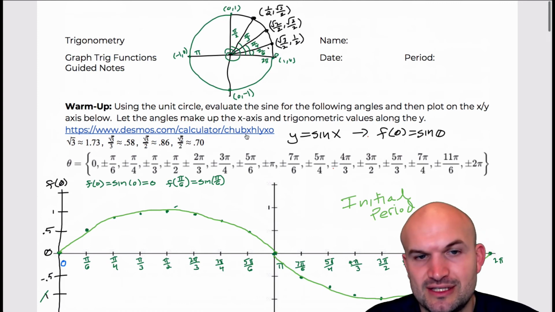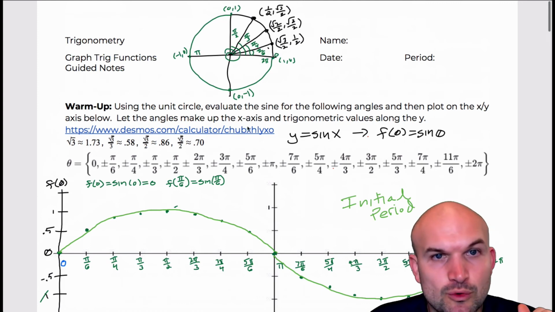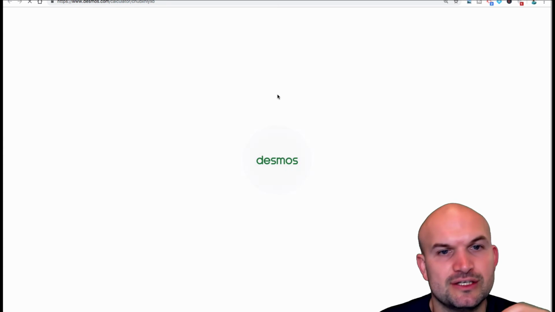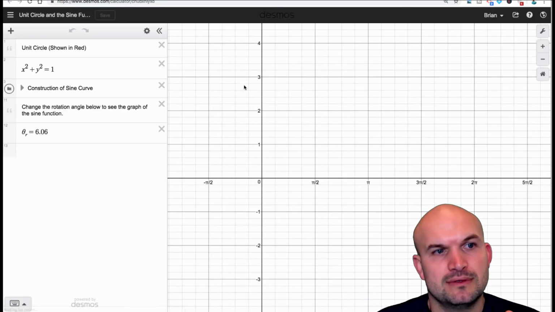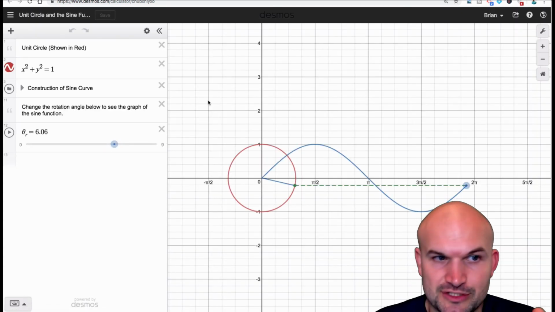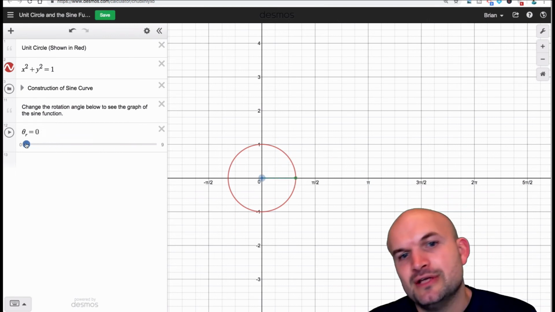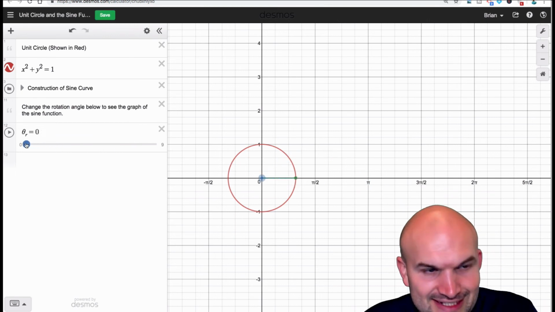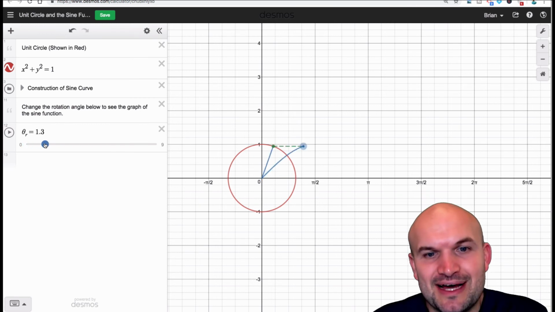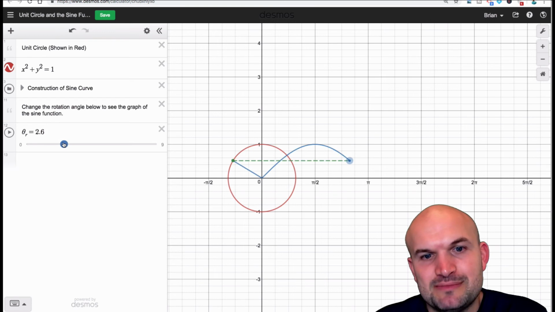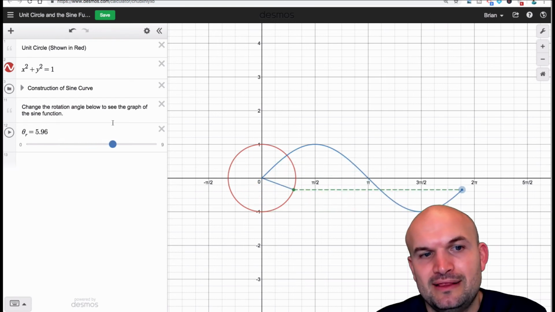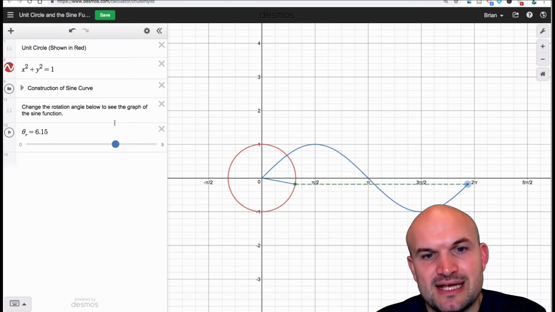Desmos has a great tool that you can take a look at that represents exactly what we just did. Obviously you could get the exact same information without doing this, but it's kind of cool. You can see as the point goes around the unit circle, it's sketching the coordinate points on the axes. And that is how we come up with this exact initial period.